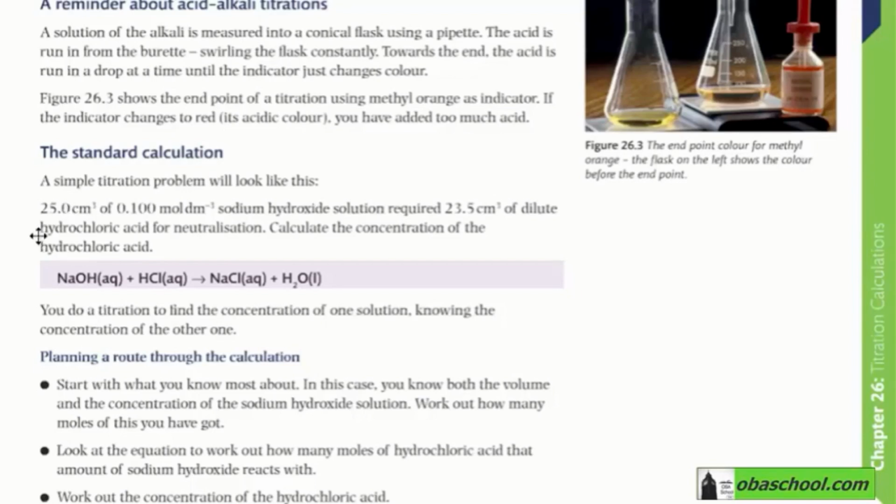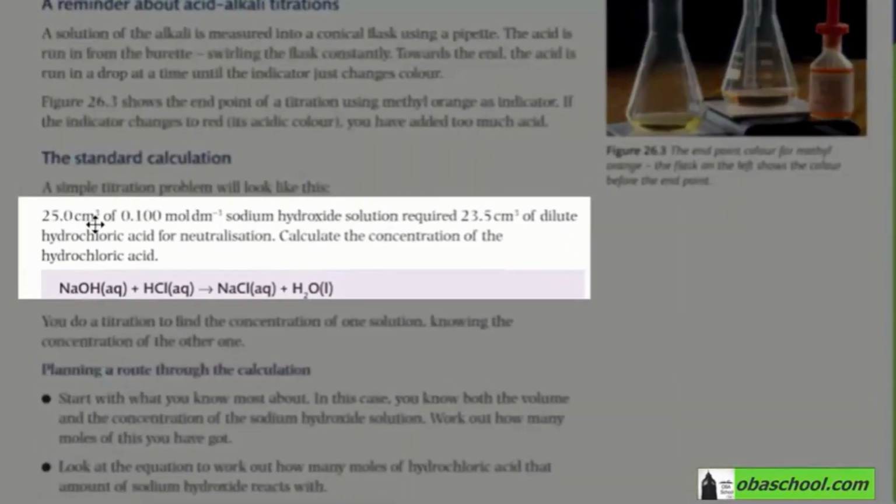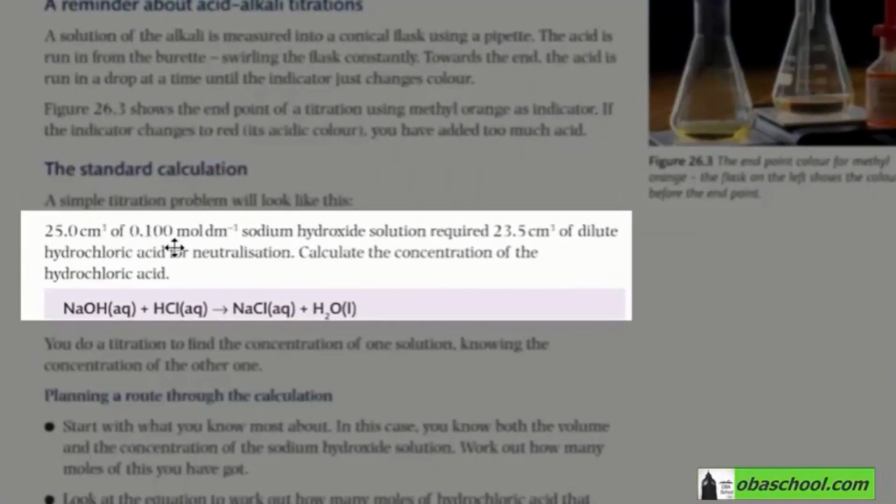25 cm³ of 0.100 mol/dm³ sodium hydroxide solution required 23.5 cm³ of dilute hydrochloric acid for neutralization. Neutralization is the titration process that occurs between an acid and a base. So let's repeat. 25 cm³ of 0.100 mol/dm³ sodium hydroxide.